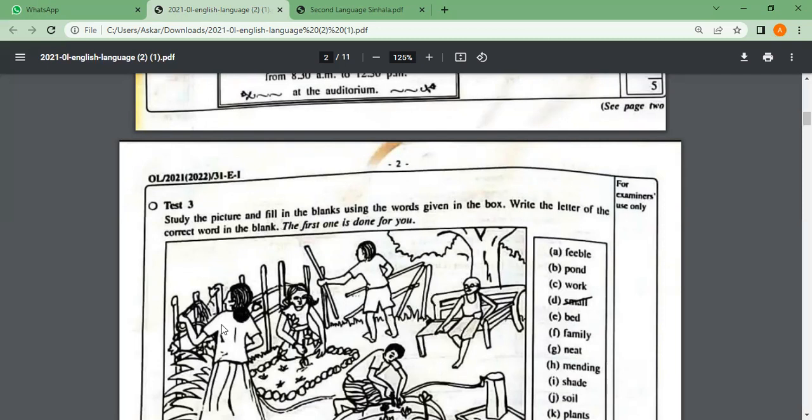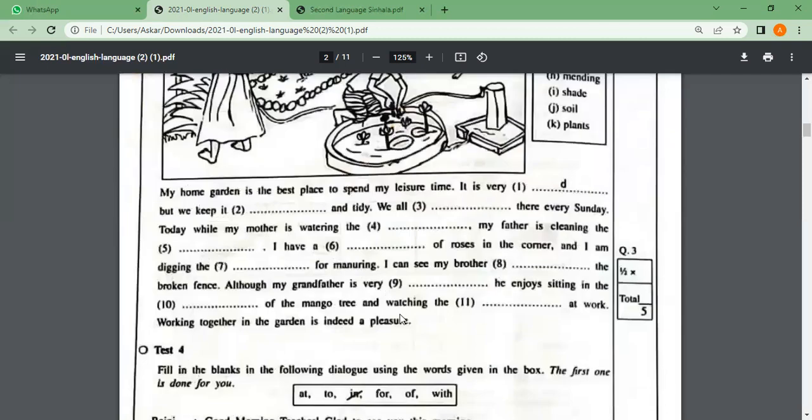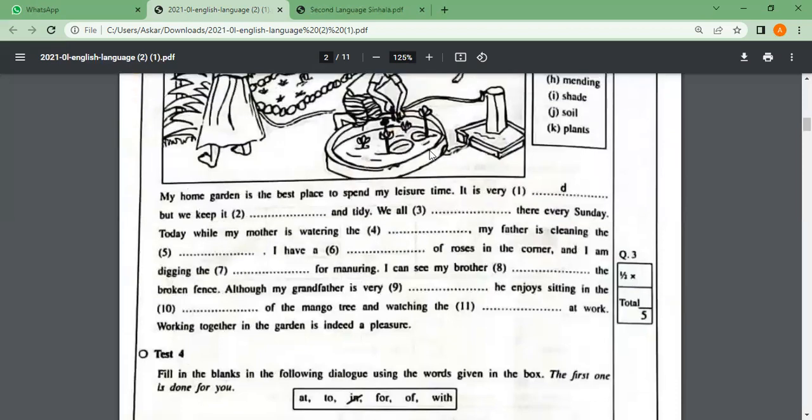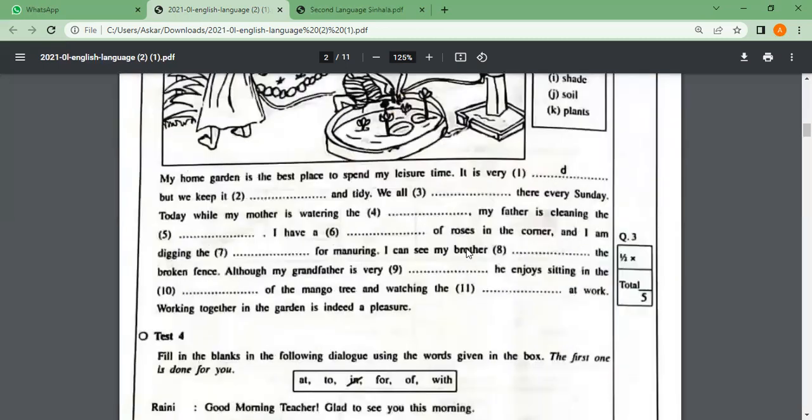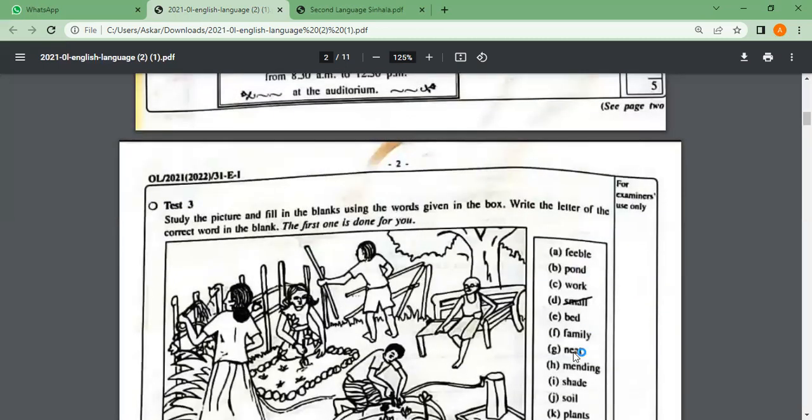And then a lady who is watering the plants, and a man who is near the pond doing something related to the pond. So now I will say the meaning of these words. So, feeble. What do you mean by feeble? Feeble means weak. In English, the synonym is weak. So feeble means who is weak.